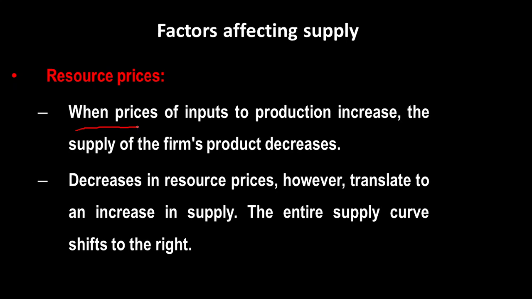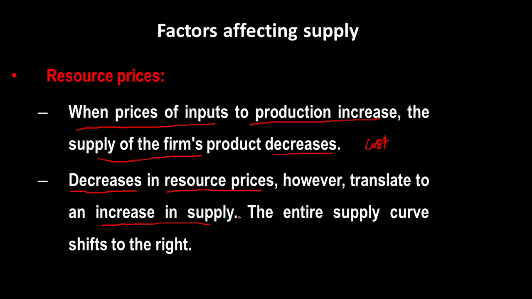So when prices of inputs to production increase, जो इनपुट के प्राइसेस बढ़ जाते हैं, चाहे वो लेबर की प्राइस हो, चाहे वो रॉ मटेरियल की प्राइस हो, मशीनरी की प्राइसेस हो, अगर वो बढ़ जाती है तो सप्लाई जो है फर्म्स के ज़रिए जो होने वाला है वो डिक्लाइन होने लगता है. Why? Because the cost of production increases because of the resource price rise. Okay, and similarly on the contrary, if resource prices decline, then that leads to increase in supply.